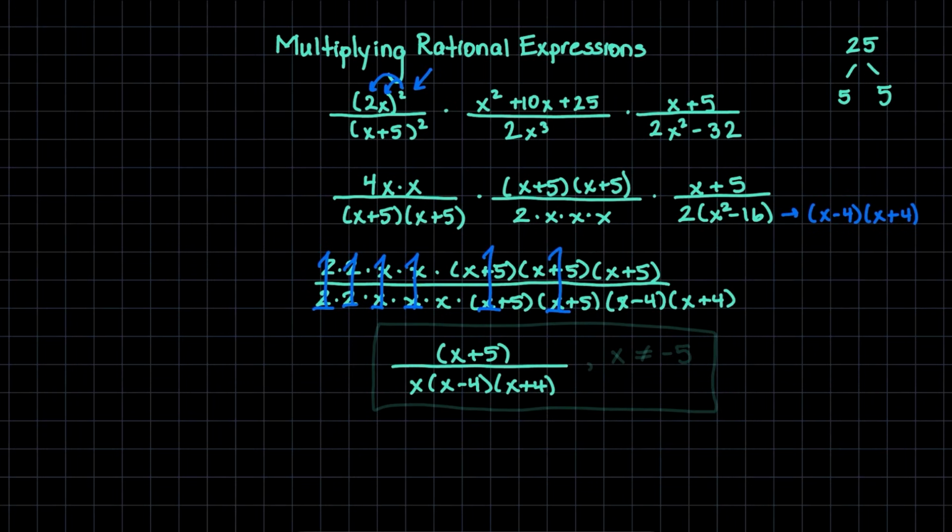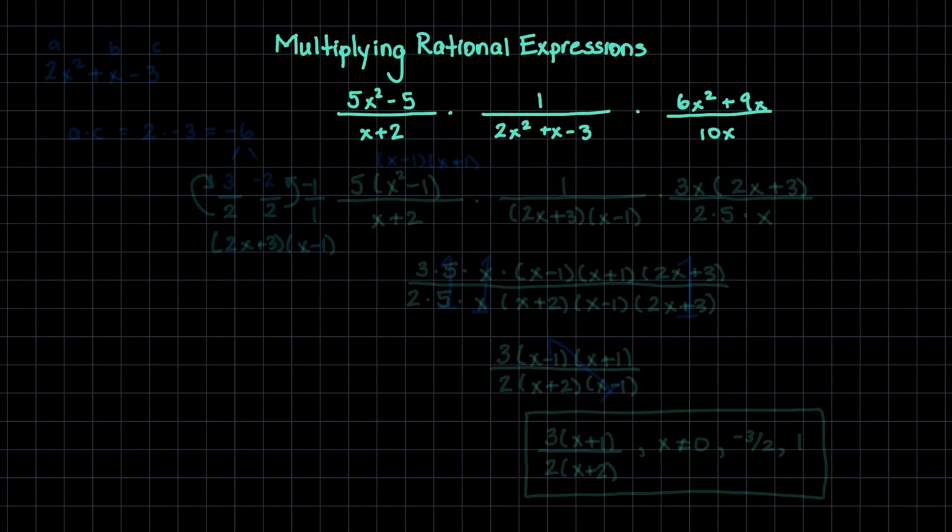I don't need to acknowledge that x can't be 0 because I still have an x in my denominator, but I do have to acknowledge that x cannot be -5 because all of the x plus 5s in the denominator have simplified to 1. So it still needs to be acknowledged, and that is our final answer.